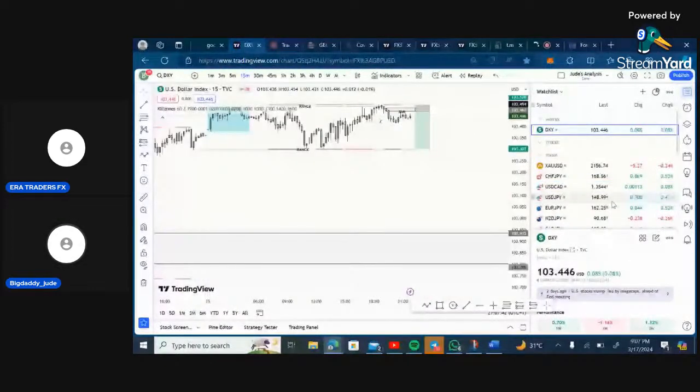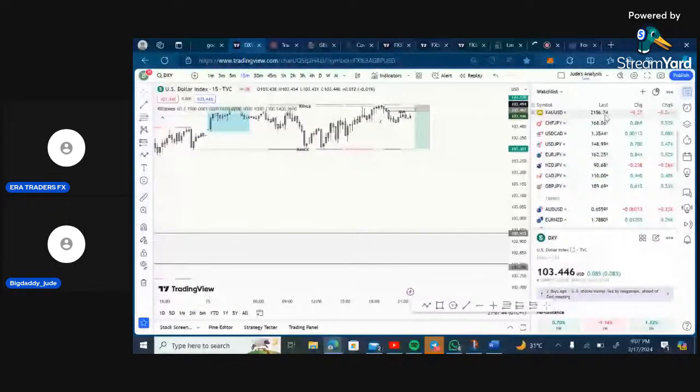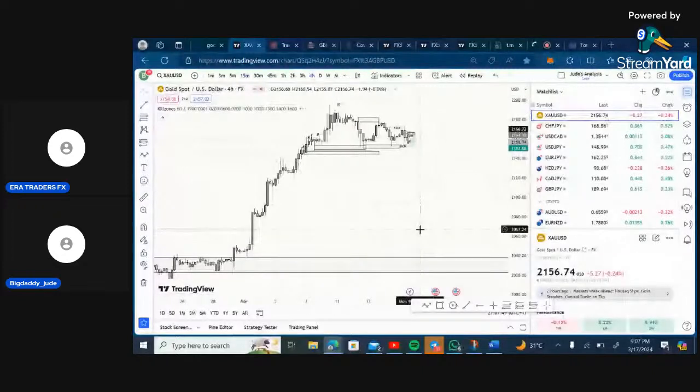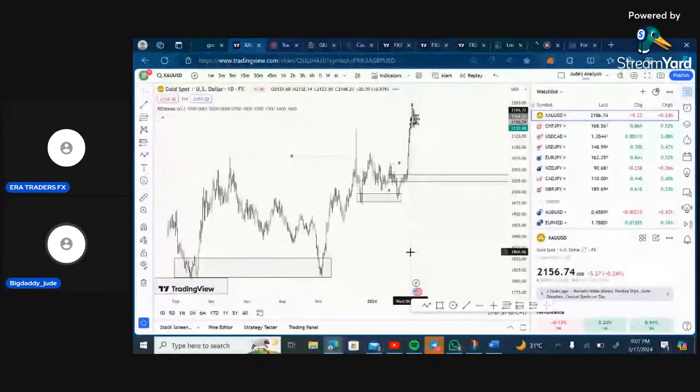So that being said, let me see what I have for gold here. Okay, gold, as we all know, is at an all-time high. Gold is at an all-time high right now.